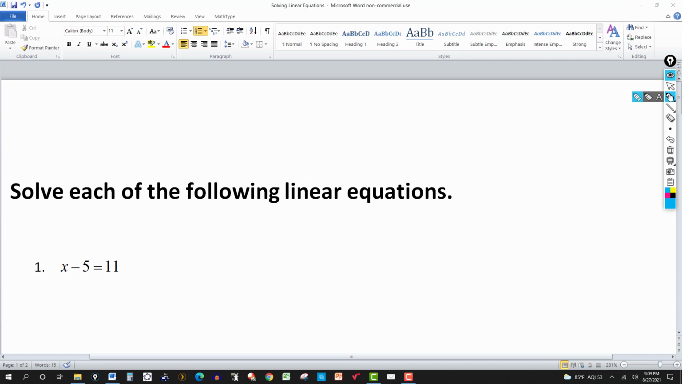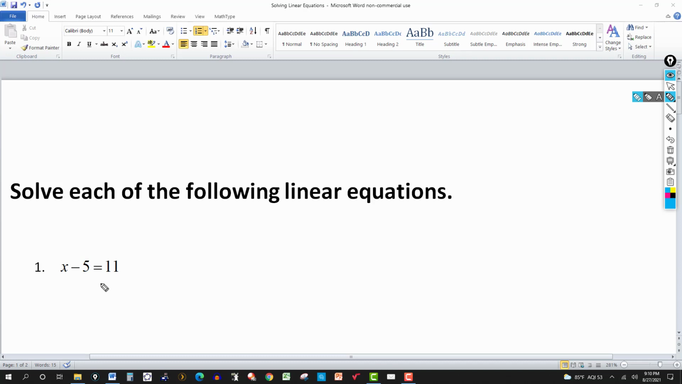Because an equation is a statement of equality. So in this case, we look at this first equation, x minus 5 is equal to 11. We're saying that if you replace the x by some number, the left side will be the same value as the right. So if I replace the x by 0, on the left side, I get negative 5. On the right side, I get 11. So negative 5 does not equal 11, so I know that 0 is not a solution.